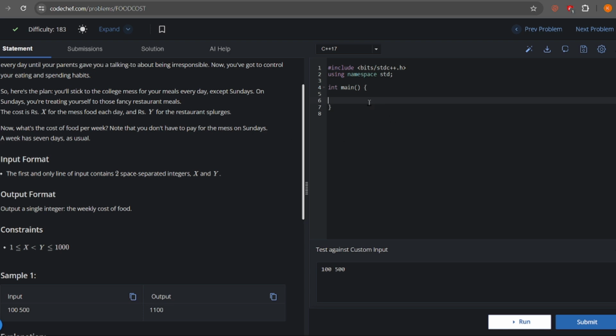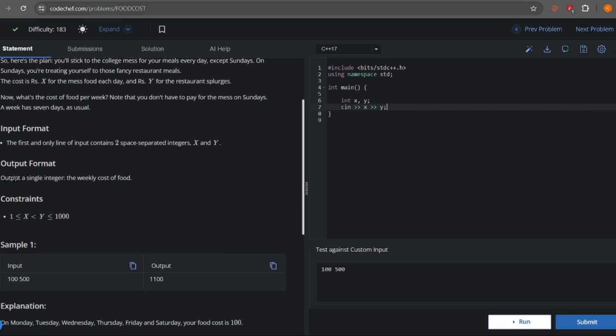So effectively, what we need to do is define two variables, X and Y, and then take their input, and you can see the input format. The first and only line of input contains two space separated integers X and Y, which is what we're going to do. So add input, and X and Y, right? And then next, output format: output a single integer, the weekly cost of food. So again, we need to multiply X with 6.